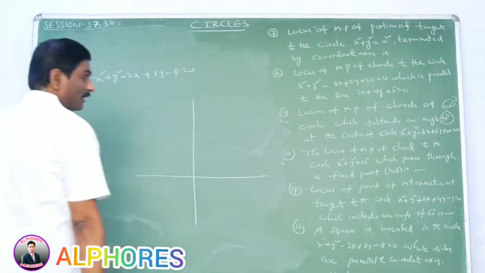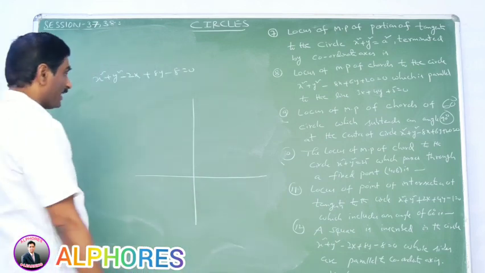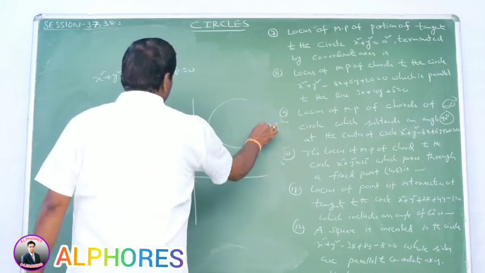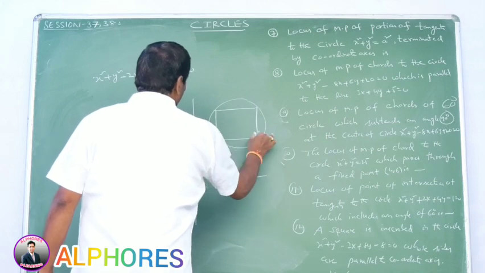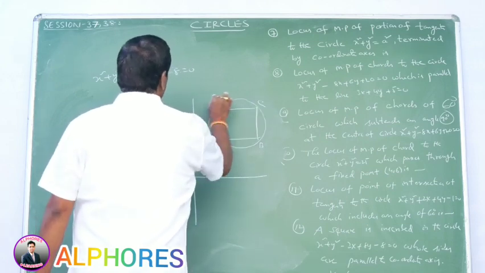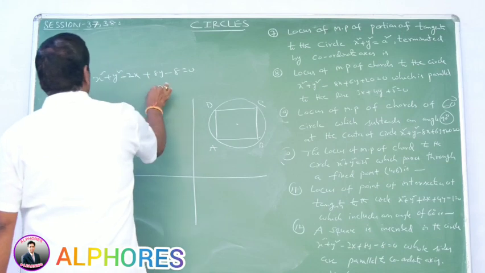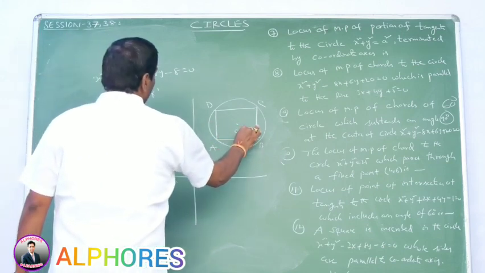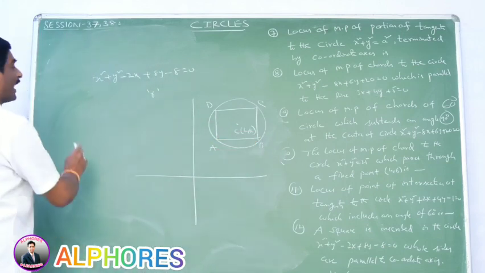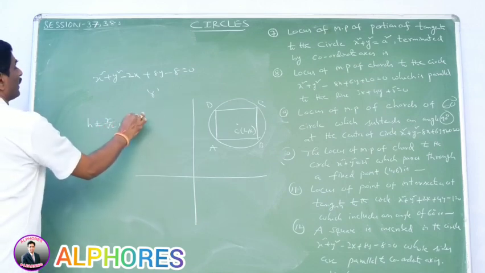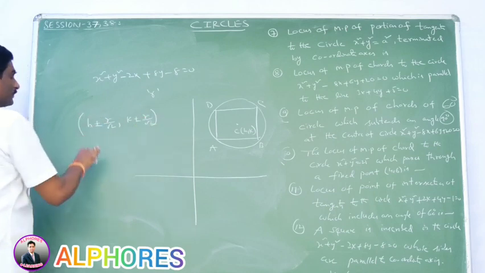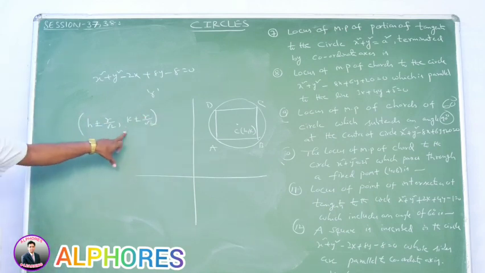Already in the synopsis we discussed these points. If a square is inscribed in a circle of radius r and the sides are parallel to the coordinate axes, what are the vertices of the square? Let r be the radius of the circle and C(h, k) the center of the circle. Then the vertices of the square are (h ± r/√2, k ± r/√2). Already we proved this formula.